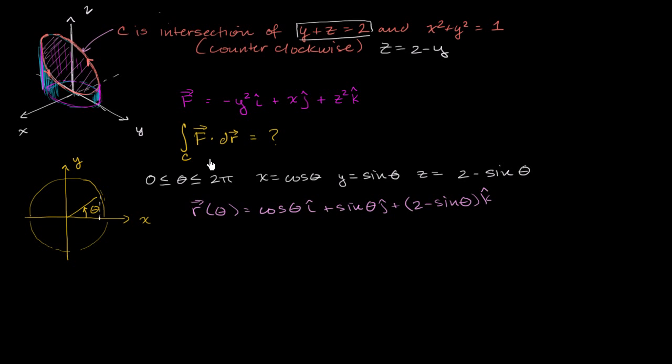And now we're ready to at least attempt to evaluate this line integral. We need to figure out what F dot dr is, and to do that, we need to figure out what dr is. And we just have to remind ourselves dr is the same thing as dr d theta times d theta, which is equal to, if you take the derivative of this with respect to theta, derivative of cosine theta is negative sine theta i. Derivative of sine theta is cosine theta, plus cosine theta j. And derivative of 2 minus sine theta is going to be negative cosine theta, negative cosine theta k. And then all of that times, we still have this d theta to worry about. This is dr d theta.